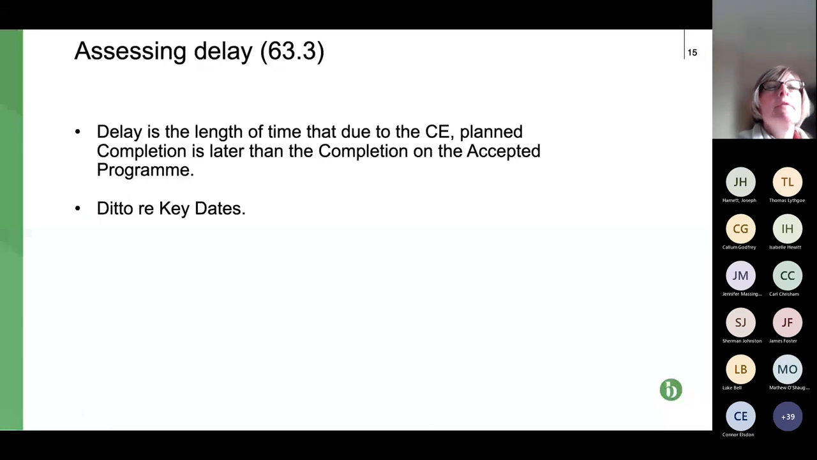Thanks. So in terms of assessing delay, all done under this CE, so all done in a quote. It's basically the length of time, the delay that is caused by the CE to the programme. We're talking here about the accepted programme. That becomes really problematic if, for example, the project manager, for whatever reason, isn't agreeing the programme, so isn't accepting them, and particularly if there are no accepted programmes from the project. The same point applies with regard to key dates as well. Next slide, please.